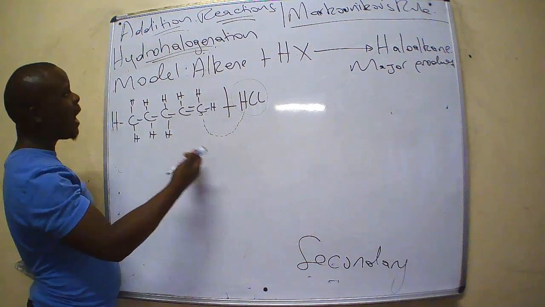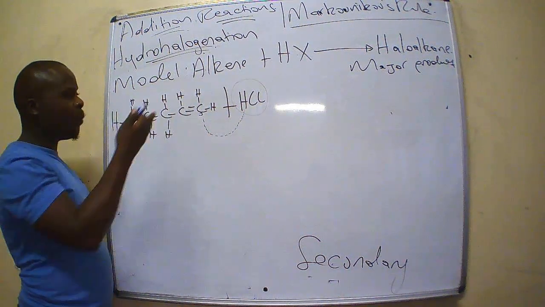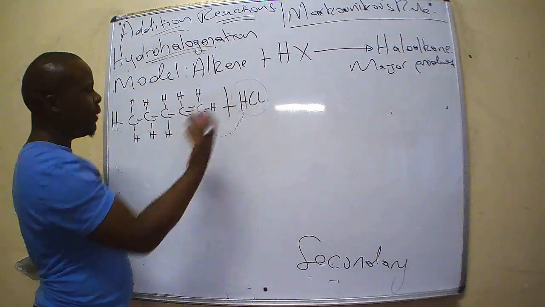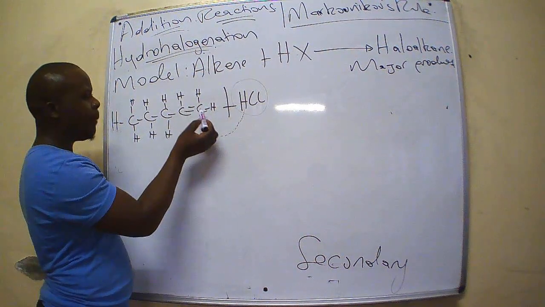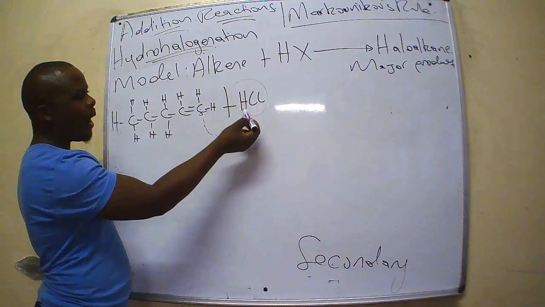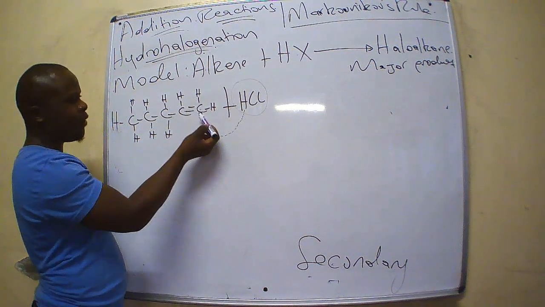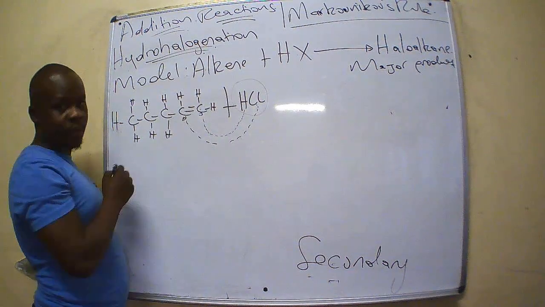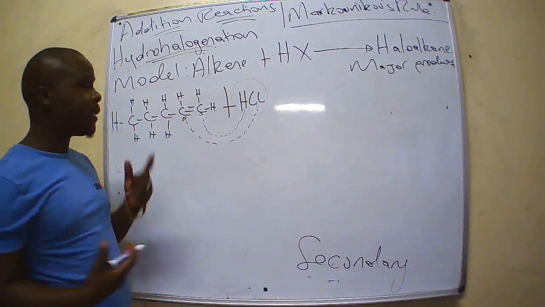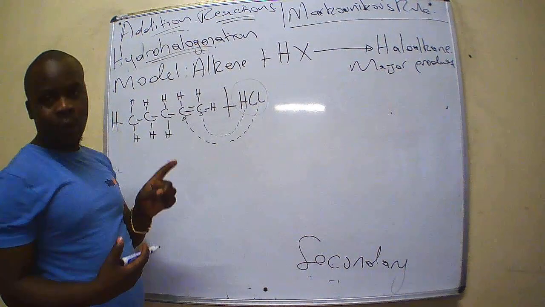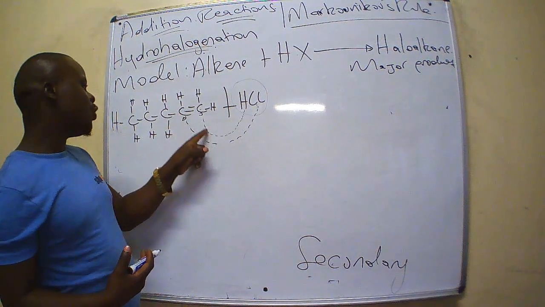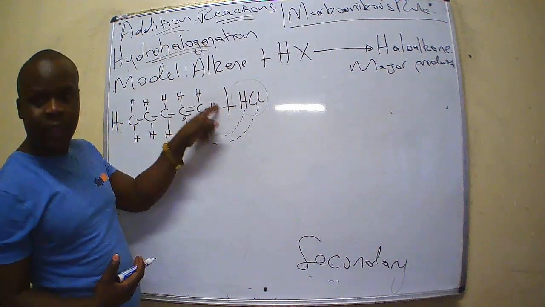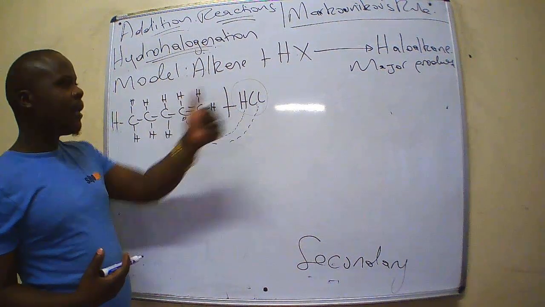The idea of addition reactions is to break the double bond so that this can be saturated. How do we break the double bond? Between these two carbons, there is a double bond. So one hydrogen atom attaches itself here, and the chlorine atom comes to attach itself to this other carbon. So what are we saying? We're saying that when the hydrogen atom from this molecule attaches itself to the carbon, between these two carbons, that has the most other hydrogen atoms, that becomes the major product.